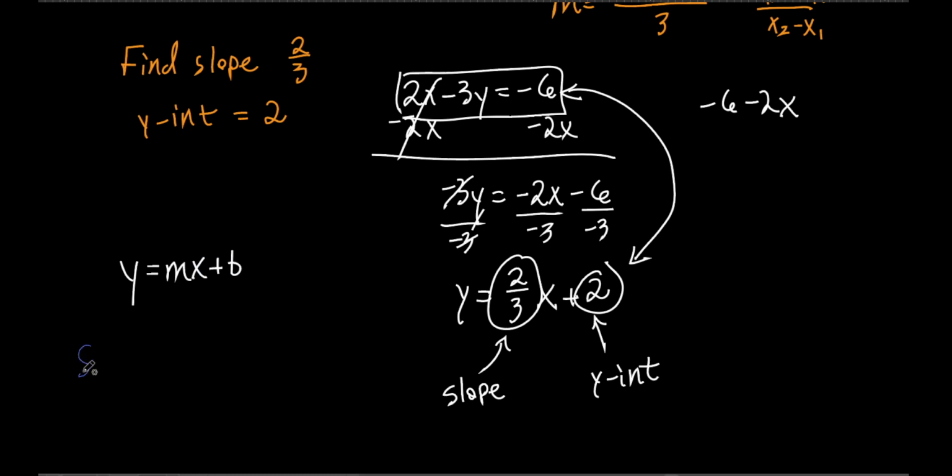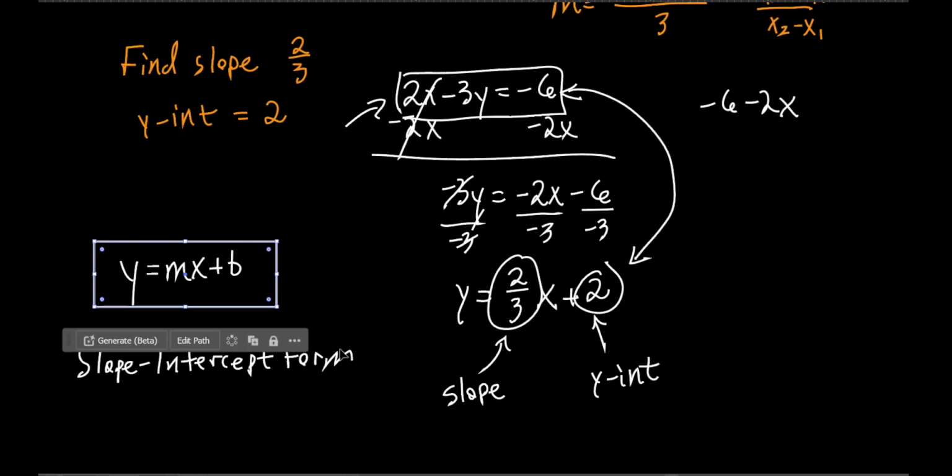We call this the slope-intercept form. I'll just write it all out. What was the other one? What was this form right here? Standard form, okay? And this is the slope-intercept form. This is the one you'll probably be using more than anything else. But you could use this form as well, and you could graph it.